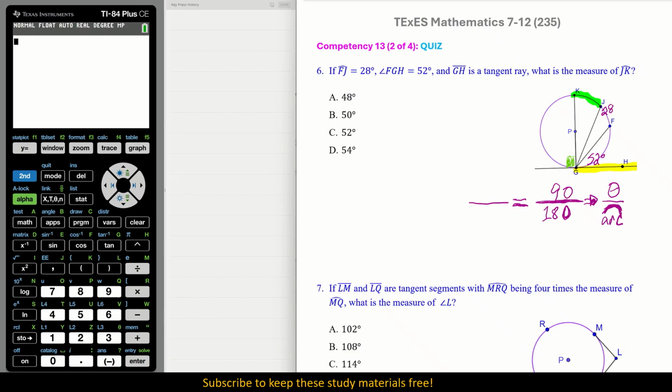We need to deal with this section here that is related to 52. So I'm going to call that section X. That's going to be my arc length. And then the actual angle that we have is the 52. Now that'll get us the arc length for the 52 degrees.